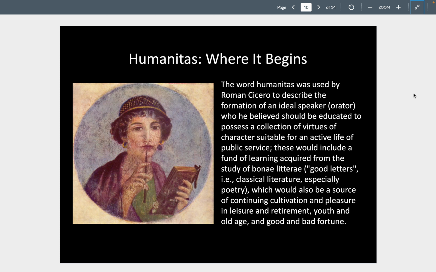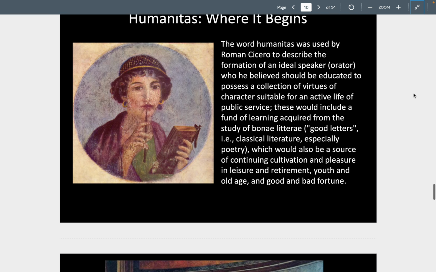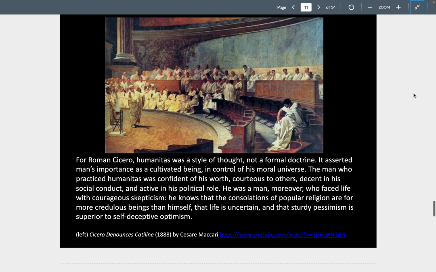And these would include a fund of learning acquired from the study of good letters, classical literature, and poetry, and also be a source of continuing cultivation and pleasure in leisure and retirement, youth, old age, good and bad fortune. For the Roman Cicero, humanitas was a style of thought, not a formal doctrine.